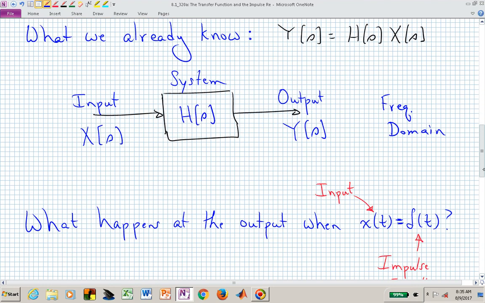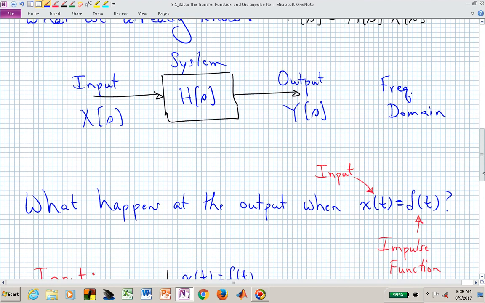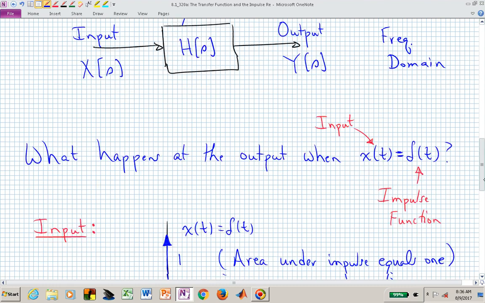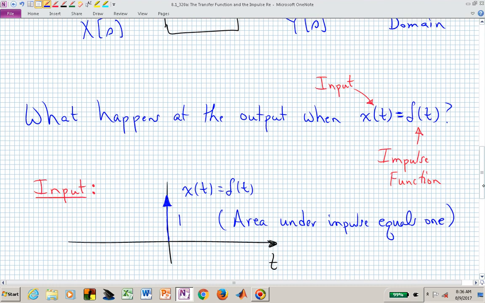What we want to do now is determine what's going to happen at the output of our system in the time domain when we apply at the input an impulse function. Here is that impulse function, the input that we're hitting. So we're basically popping the system at time t equals 0 with an impulse, and we wait to see what happens to the output of that system.